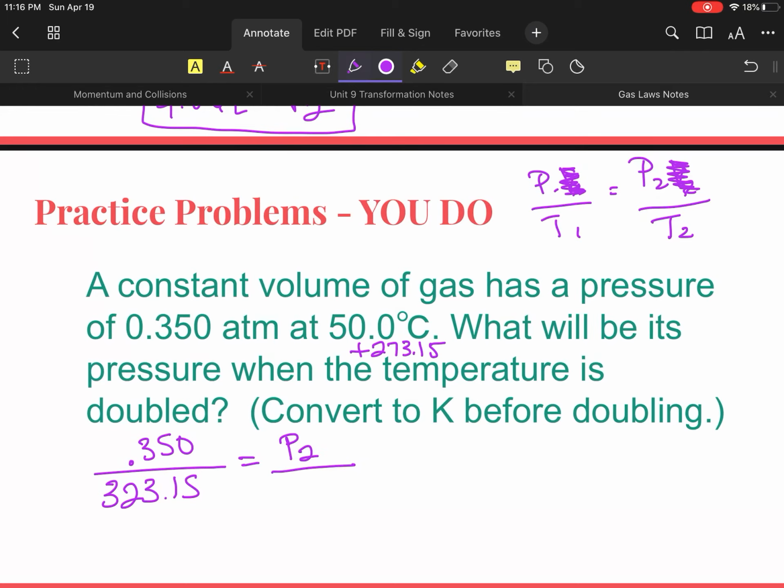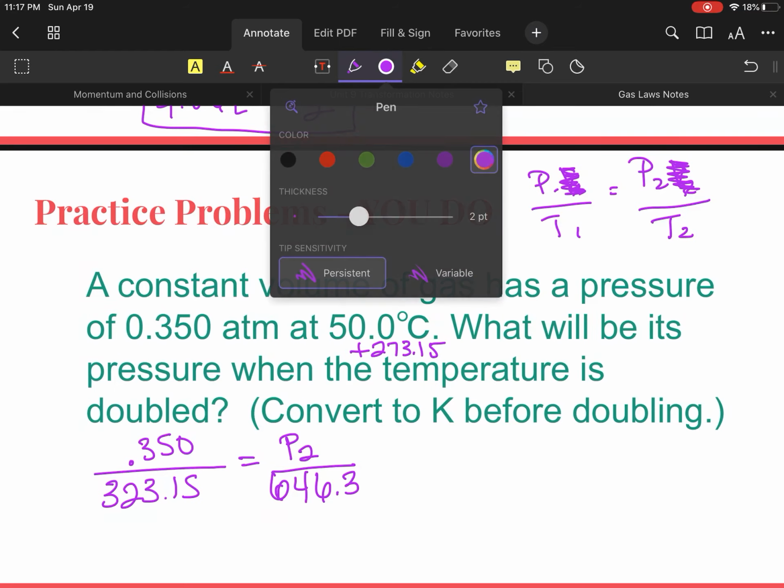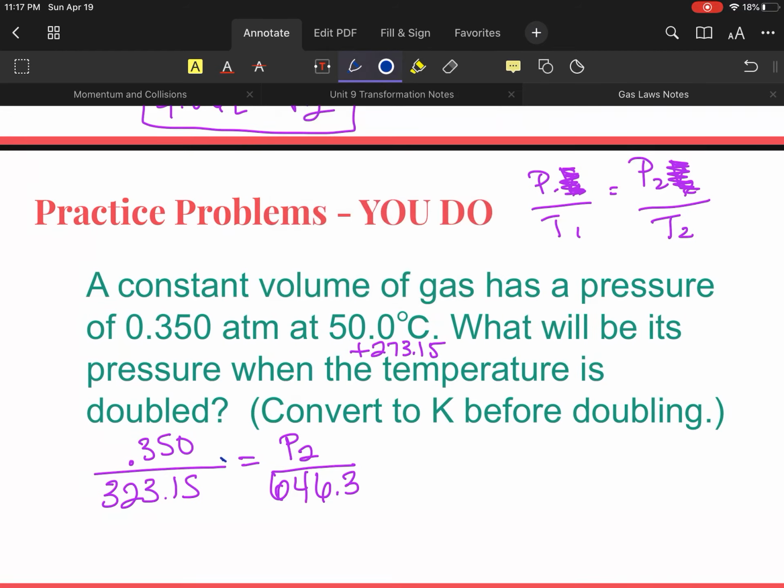Okay, then it asks me what is the pressure. So that's what I'm looking for. That's like my X value. Okay, and I want to know when the temperature's doubled. So I'm going to double this Kelvin value. I'm not going to double the Celsius value. So 323.15, if that's doubled, it's 646.3. Okay, so I just multiplied this 323 by 2, basically.